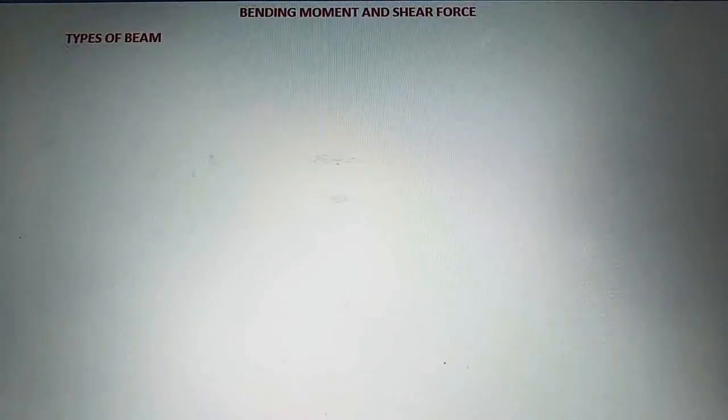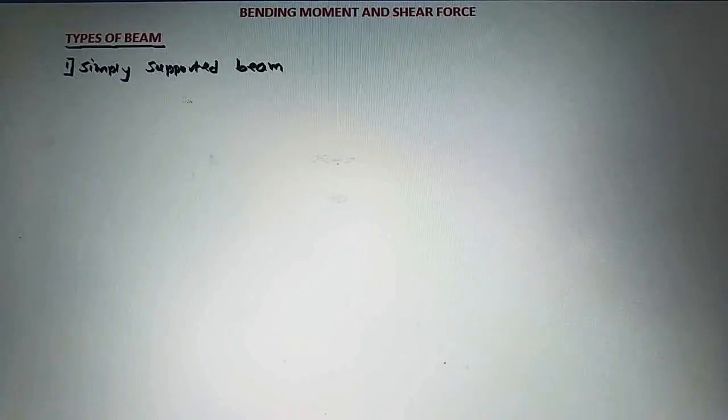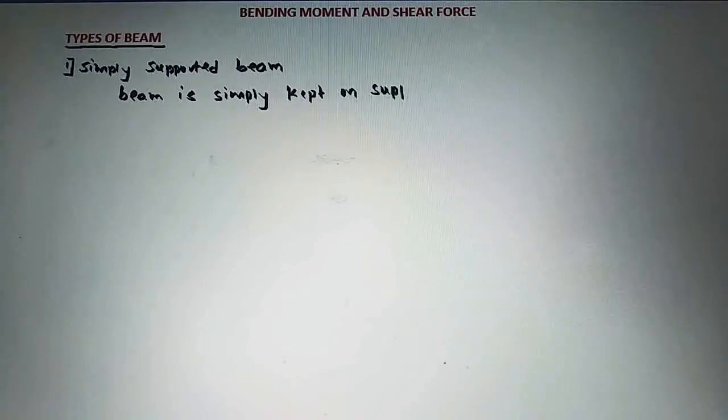Next is types of beam. So first type of beam is simply supported beam. So what is simply supported beam? When a beam is simply kept on supports, then those supports are called as simple supports, and the beam is called as simply supported beam.